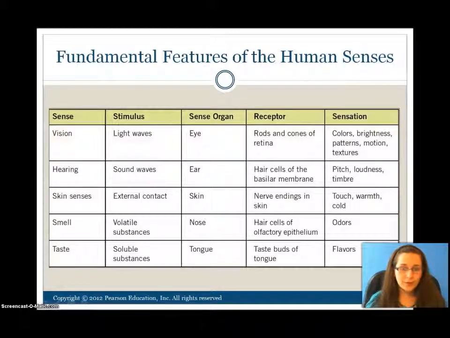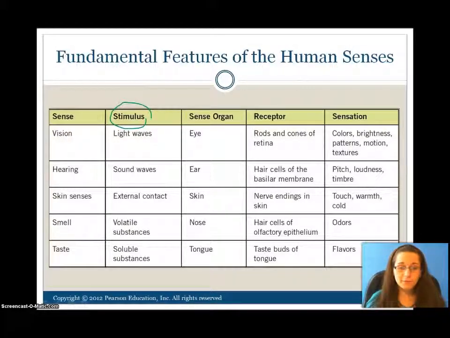So a little bit of information about our human senses. We know that we have 5 primary senses. We have our vision, our hearing, we have our tactile sensing, our smelling, and our tasting. And each of these individual senses has a different type of stimulus. So again, keeping in mind that the stimulus is that external component. So the light waves, not the butterfly, but the light waves themselves.